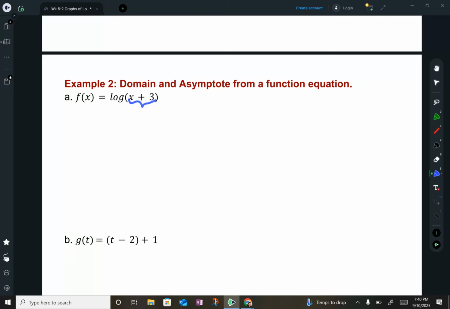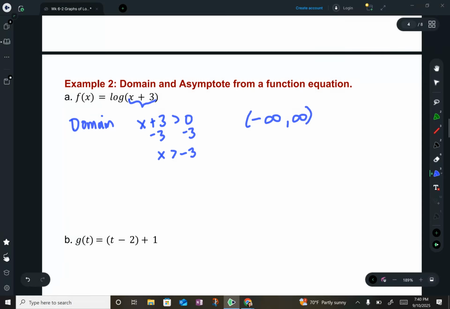So when you're looking at the domain of a log, you need to make sure that you check what is inside the log and make sure that that is greater than 0. So the domain is going to be where x plus 3 is greater than 0. And if we solve that inequality, that is when x is greater than negative 3. So my domain would be negative 3 to infinity. That is not a 3. It was negative 3 to infinity.